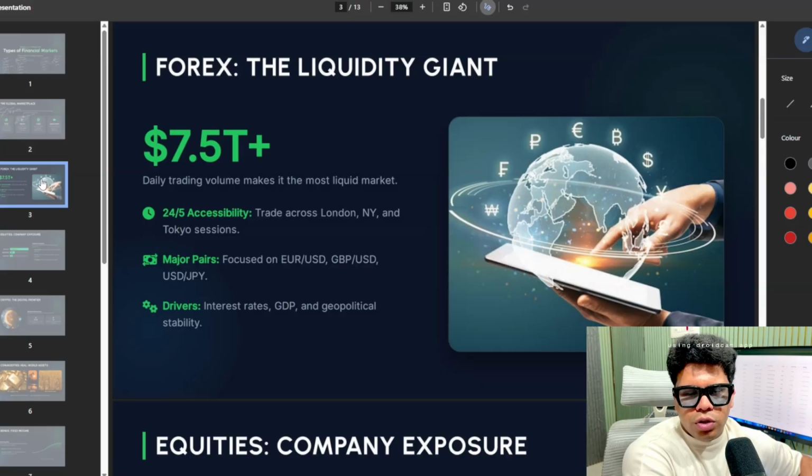Why? Because so many people are trading and involved in this forex market. Even every country is involved in this forex market. The daily volume is $7.5 trillion. Just imagine this. $7.5 trillion each and every day is the market volume. It's getting transacted each and every day, $7.5 trillion. Imagine how big this market is.